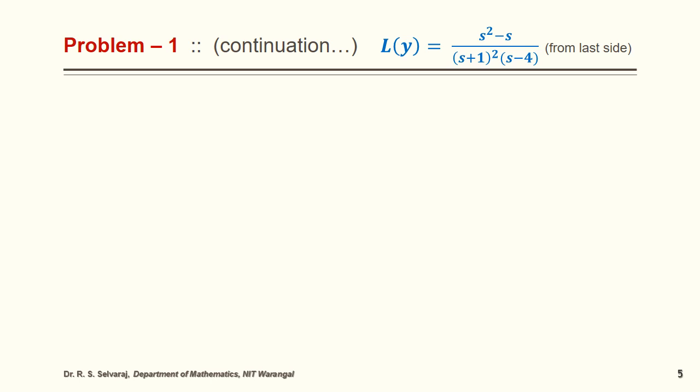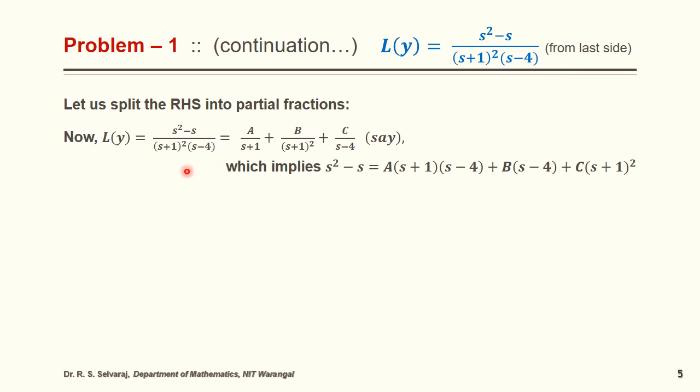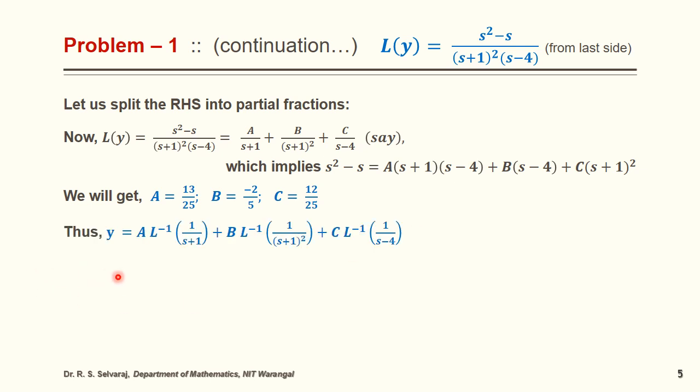Recall from the previous slide, L of y is the right hand side, and we are now going to apply the partial fractions method, so that the right hand side can be split into partial fractions in this fashion, where a, b and c are the unknowns which are to be found using this expression, and we will get a is equal to 13 by 25, b is equal to minus 2 by 5, c is equal to 12 by 25. You can pause this video and solve it yourself and verify whether you are getting a, b and c like this.